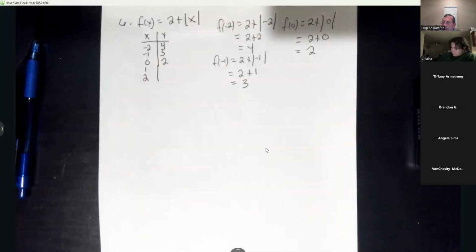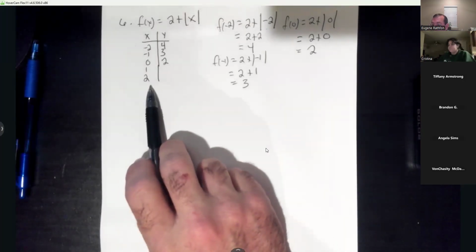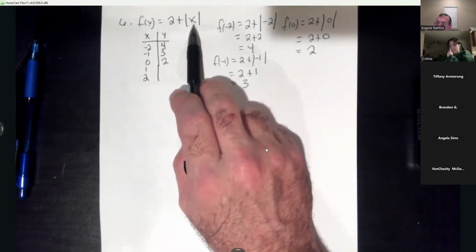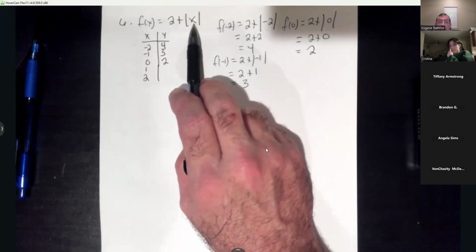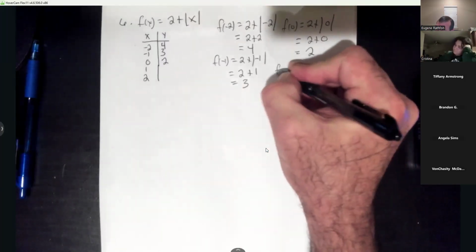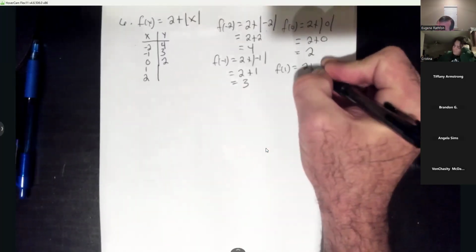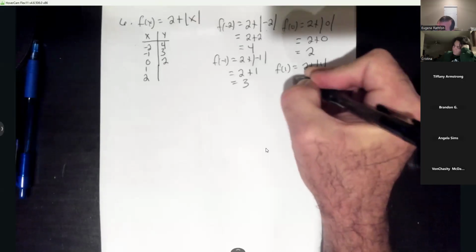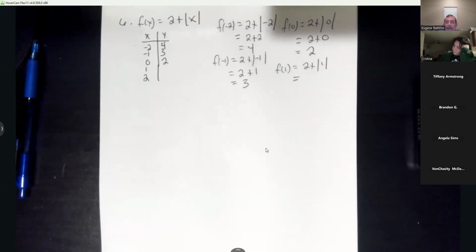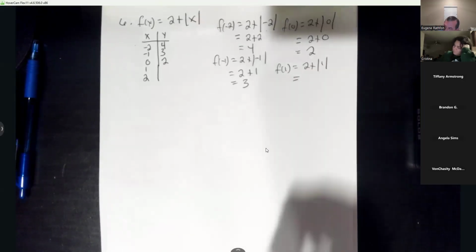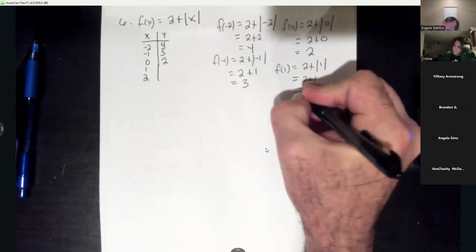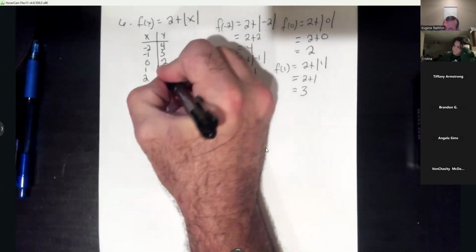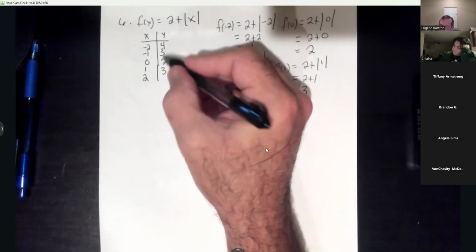Now, these absolute values, you're going to start seeing some symmetry on these answers. Because the absolute value of a negative 1 is the same thing as the absolute value of a positive 1. So f of 1 is 2 plus absolute value of 1. All right, y'all, so what's that give me? All right, good job, 2 plus 1, which is 3. So see how those two matched up.